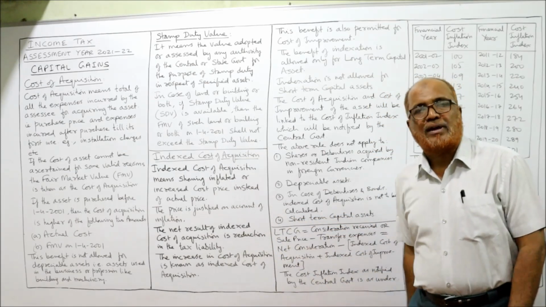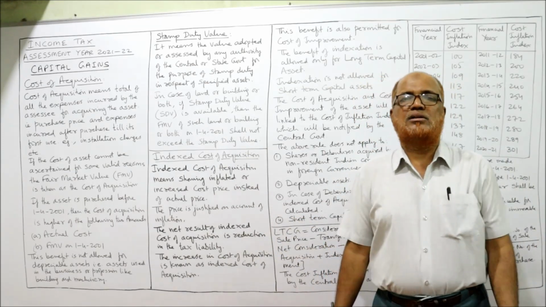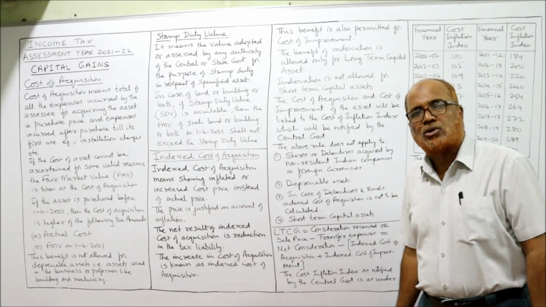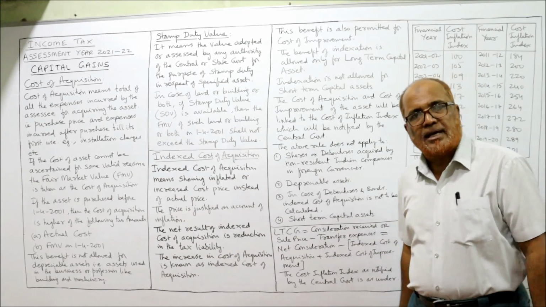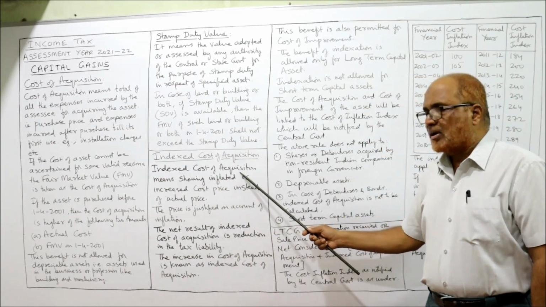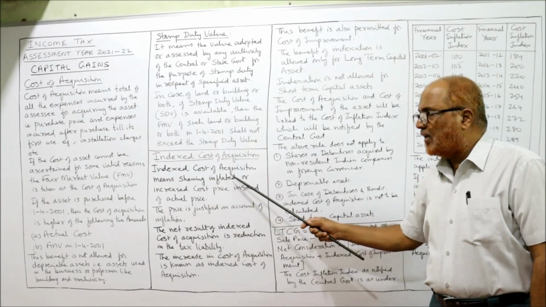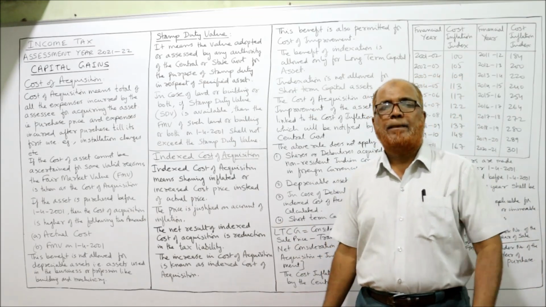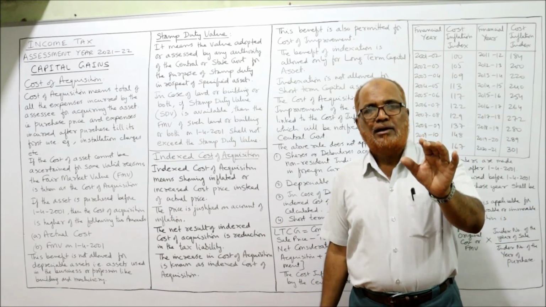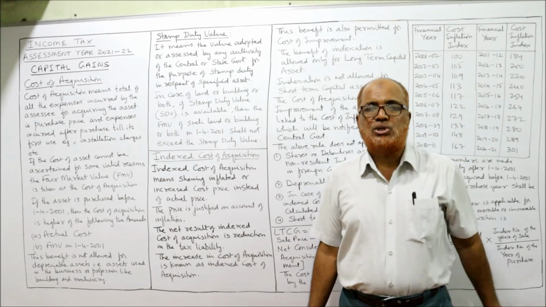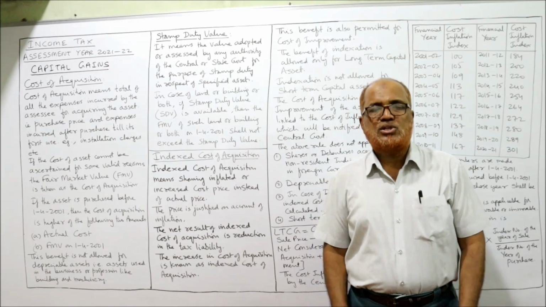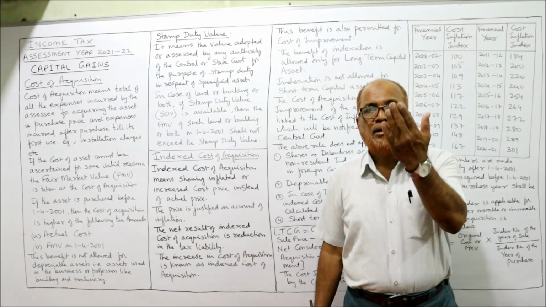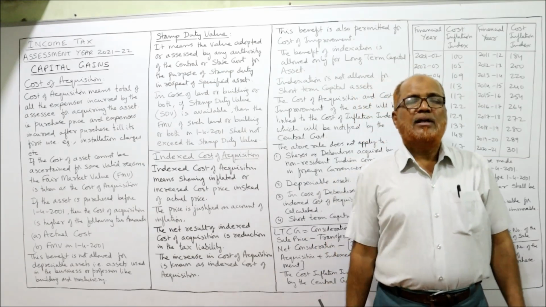Next is indexed cost of acquisition. This is very, very important. Frequently it will be asked in theory questions, and also in every problem we have to find out the indexed cost of acquisition. So what is this indexed cost? Indexed cost of acquisition means showing an inflated or increased cost price instead of the actual price. In order to compute the income from capital gain, we have to deduct the cost of acquisition. If the actual cost of acquisition is taken, the tax liability will be more, because you see there is inflation.